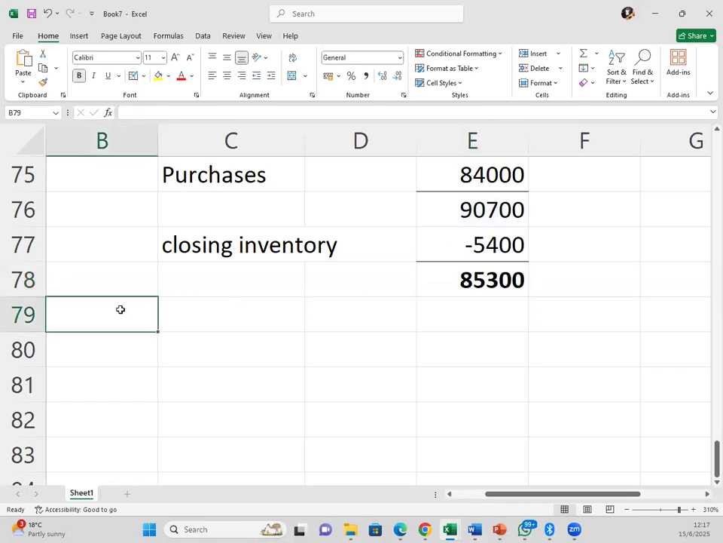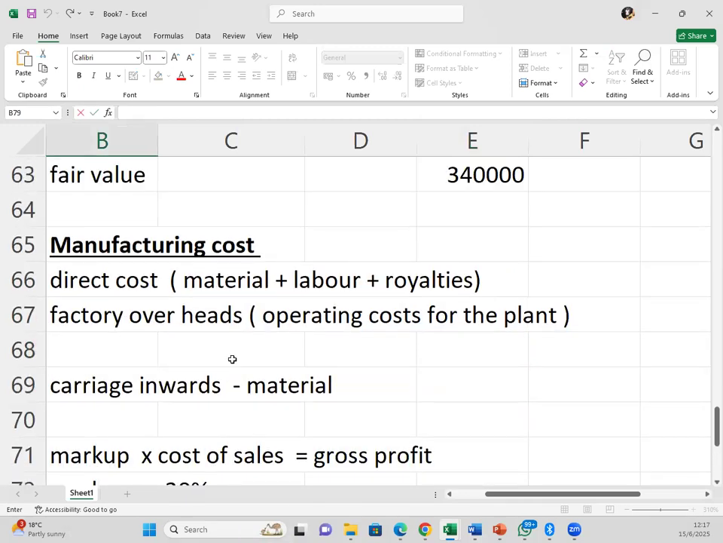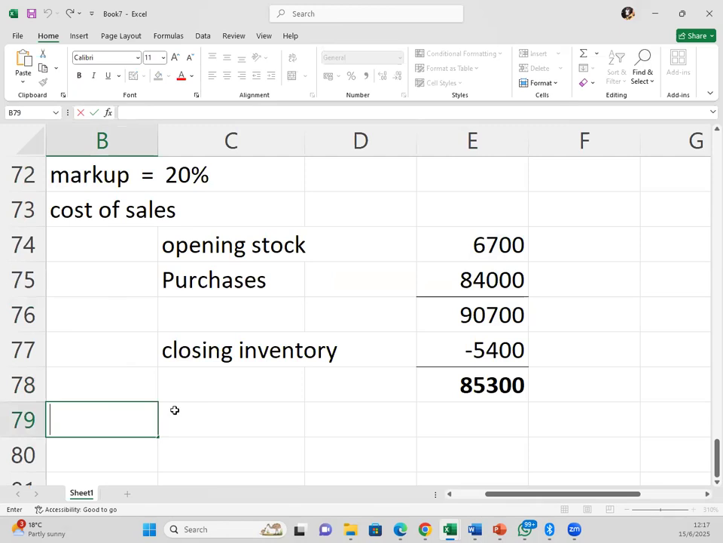Having this as our cost of sales figure, we then go to our formula: markup times the cost of sales is equal to gross profit. So we're saying 20%, that's our markup, times the cost of sales figure, which is 85,300, should give us our gross profit. So quickly, can you help me with that? What's 20% of 85,300? Work with me. What's 20% of 85,300?